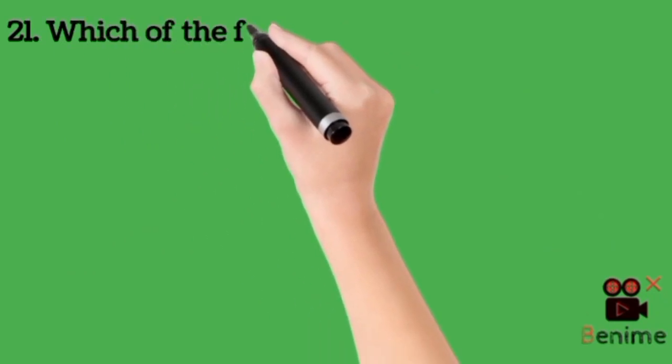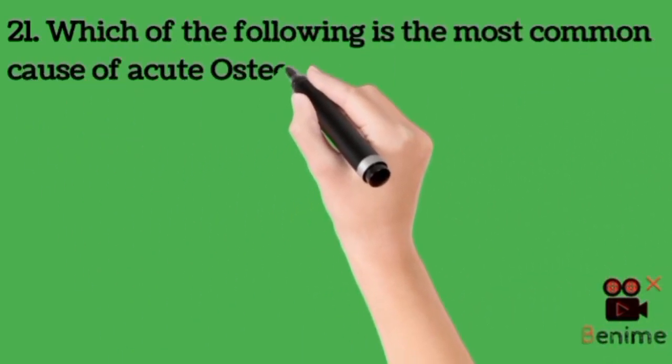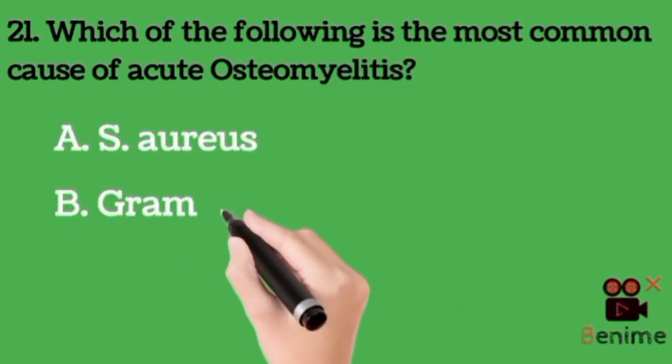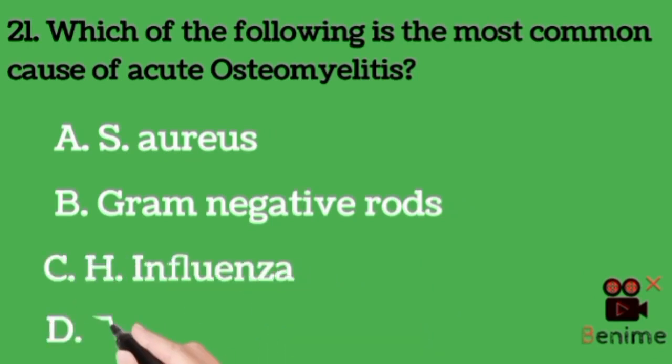21. Which of the following is the most common cause of acute osteomyelitis? A. S. aureus. B. Gram-negative rods. C. H. influenzae. D. Enterococci.